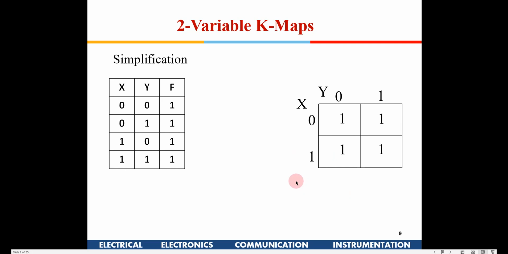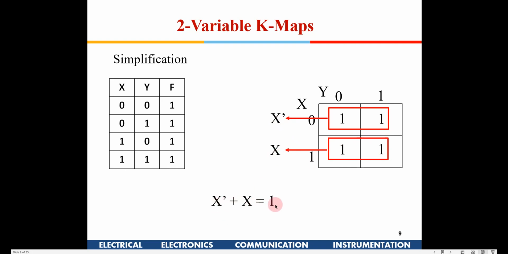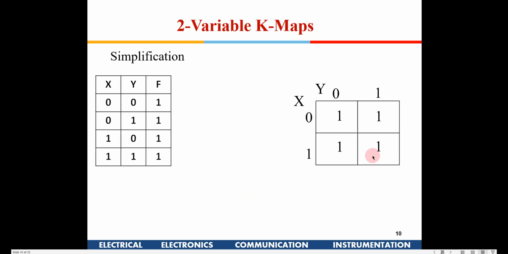Now we take one more example. Here we have got all ones. That means irrespective of the input combinations, f remains 1. So you have 4 ones. It is possible that we make one box here and a second box here. Now this corresponds to x and this corresponds to x bar, and then we can write x bar plus x, which is nothing but 1. So rather than making two boxes, KMaps permit us to make a single box of 4.